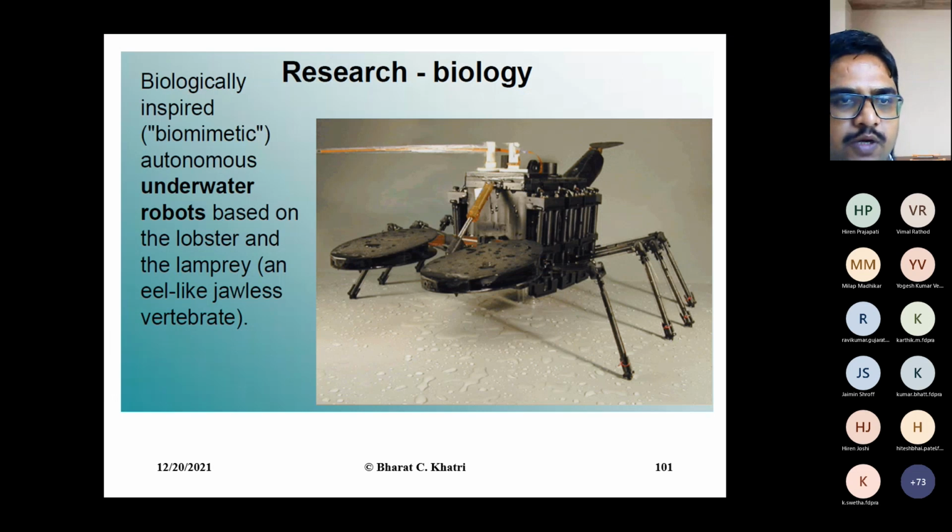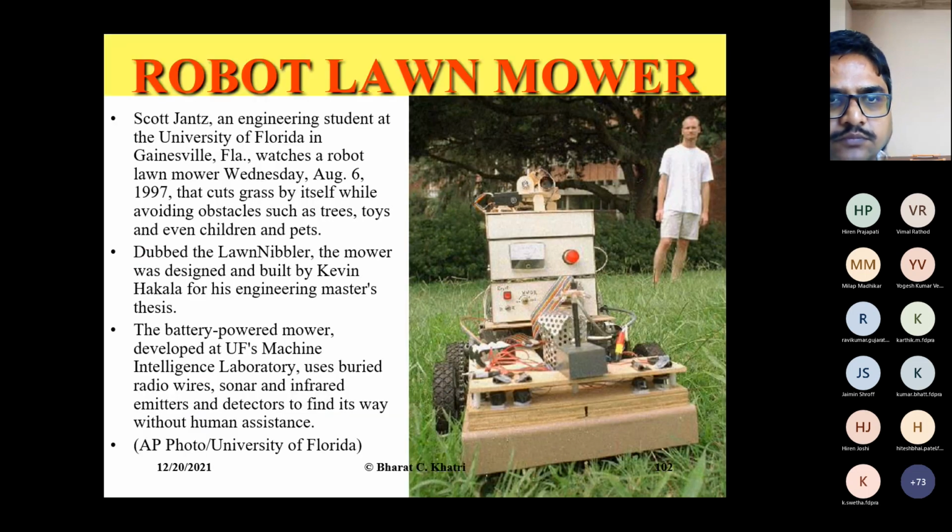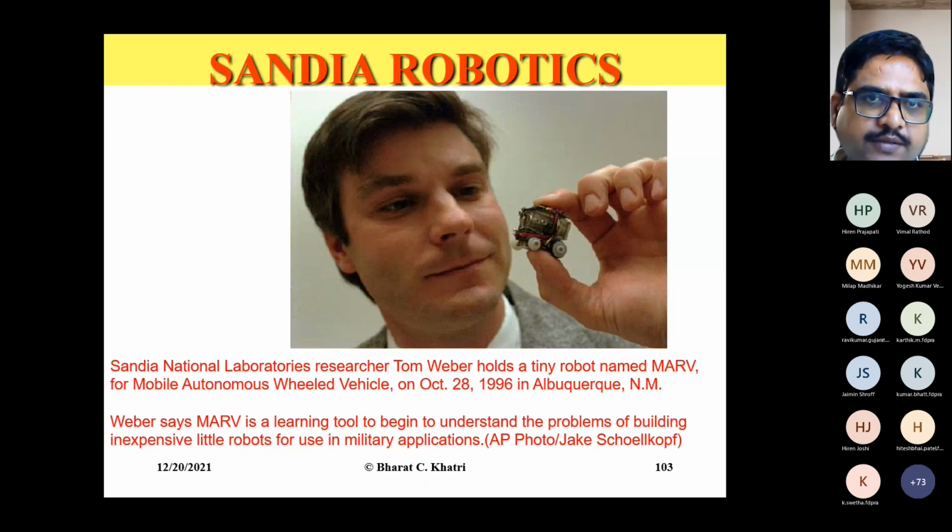This is showing the underwater robots, biomimetic autonomous underwater robots that can work in the water. People also use robot lawn mowers that cut the grass in your ground. And a very tiny robot here, from the Sandia Robotics Laboratory, a very well-known international laboratory. They developed very small tiny robots in 1986. You can see the scientists and the small tiny robots.